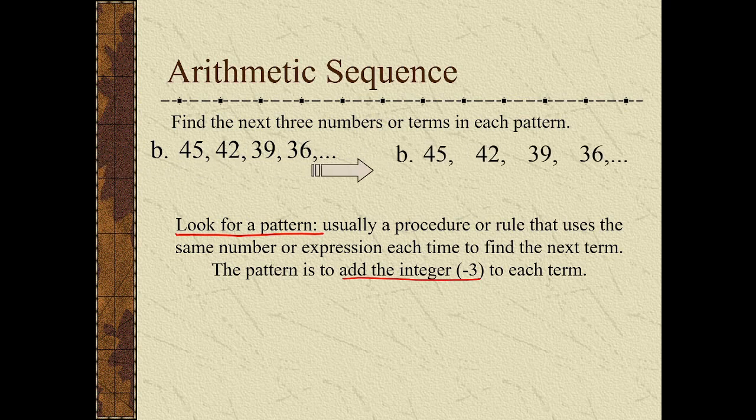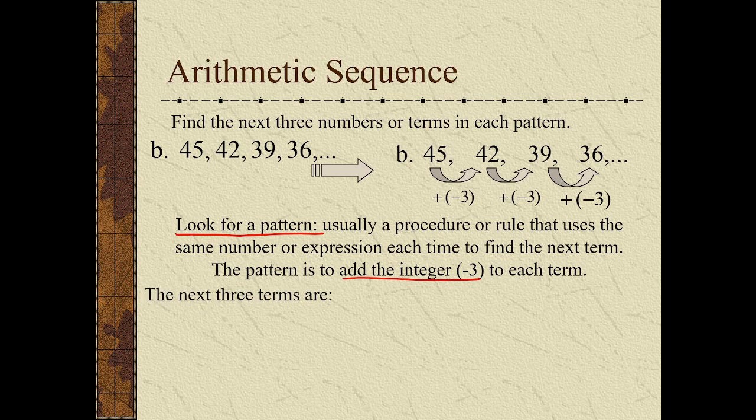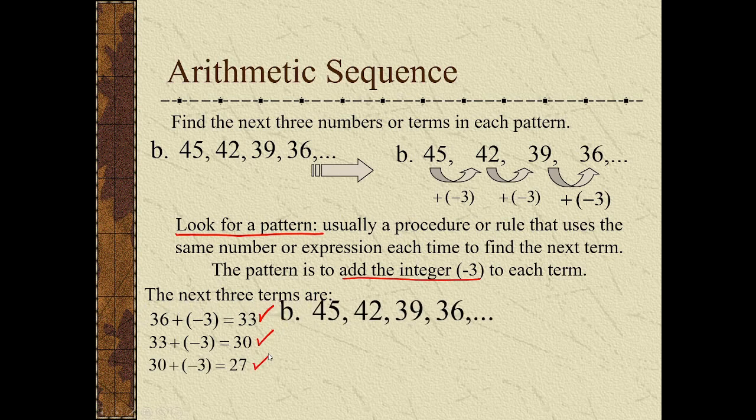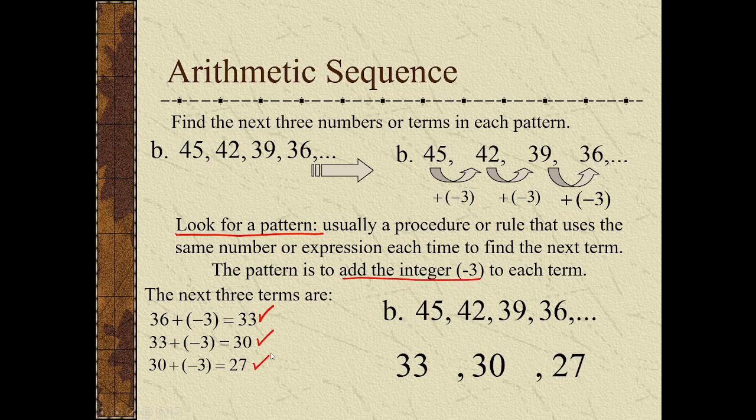Now, let's continue. We have 45 plus negative 3, that's 42. 42 plus negative 3, that's 39. 39 plus negative 3, that's 36. 36 plus negative 3, that is 33. That's totally right. Now, what about the next number? We have 33 plus negative 3, that's 30. 30 plus negative 3, that is 27. So the next three terms are 33, 30, and 27.